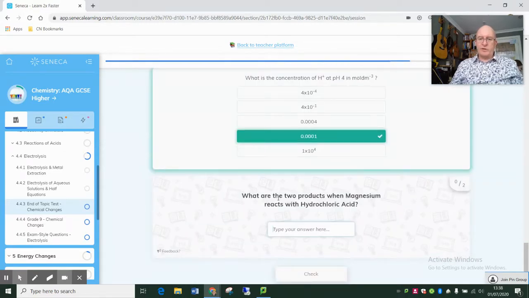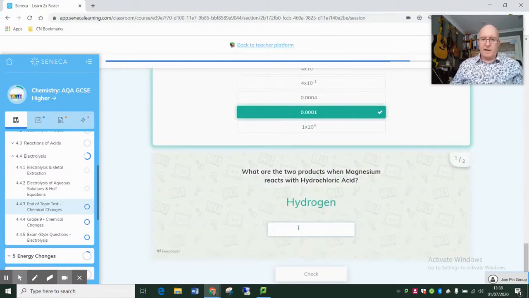What are two products when magnesium reacts with hydrochloric acid? So this is a metal plus acid. And metal plus acid gives a salt plus hydrogen. Let's type hydrogen first. And the other product from magnesium and hydrochloric acid will be magnesium chloride.